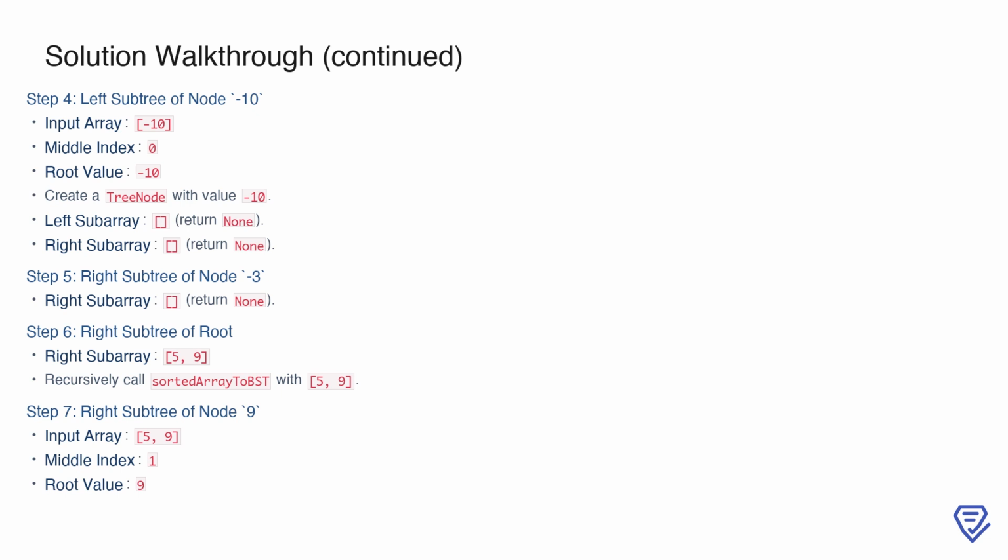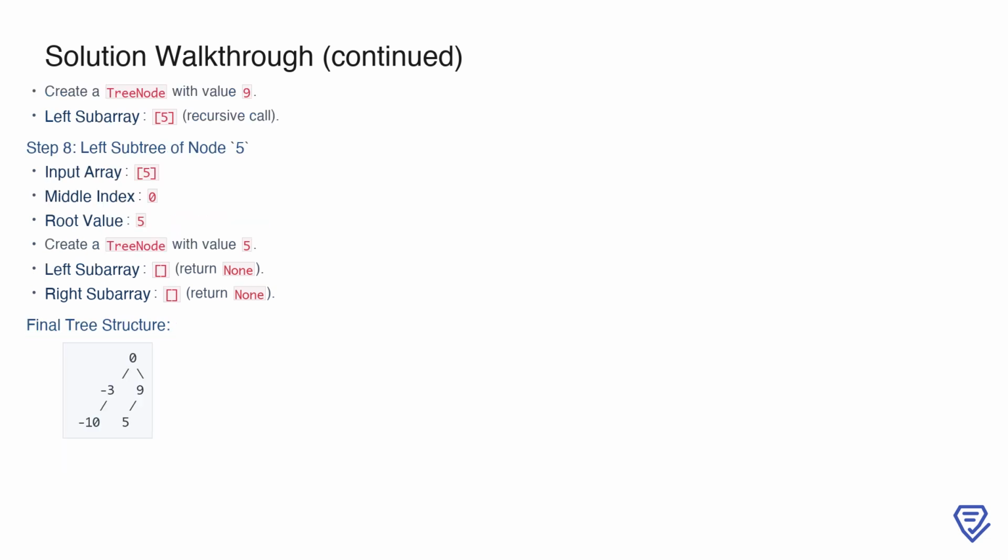Shifting focus to the right subtree of the root node, the right subarray contains elements after index 2, which is 5, 9. We make a recursive call with this subarray. For the right subtree of the root, the input array is 5, 9. The middle index here is 1, and the value at this index is 9.